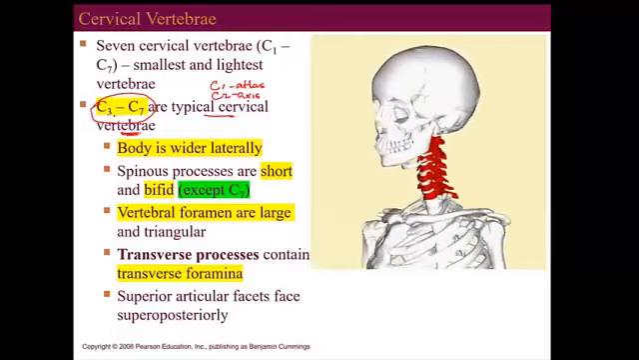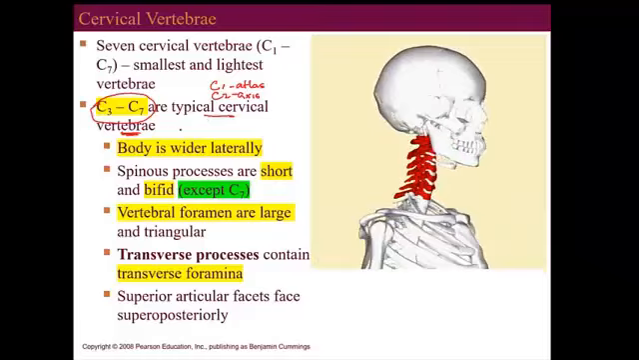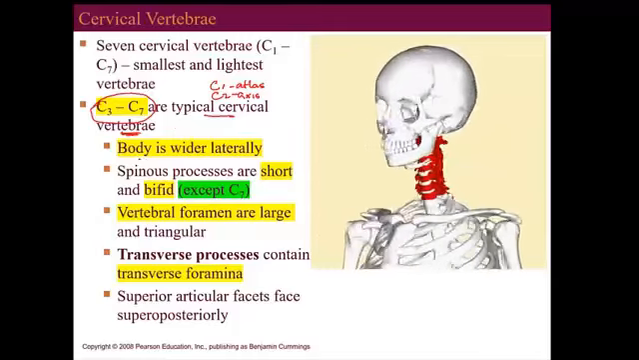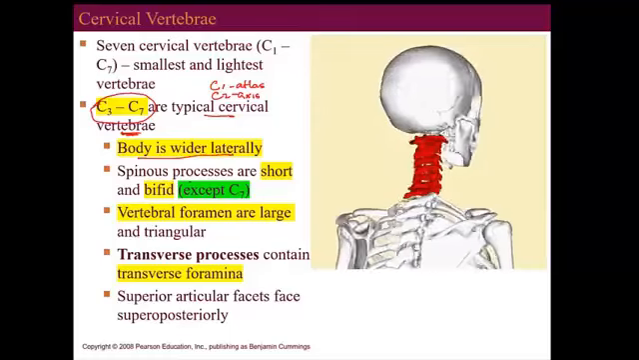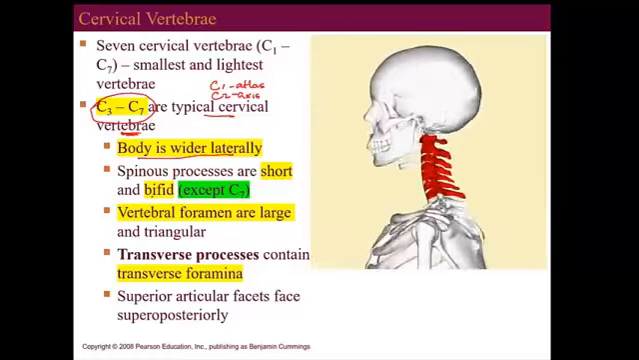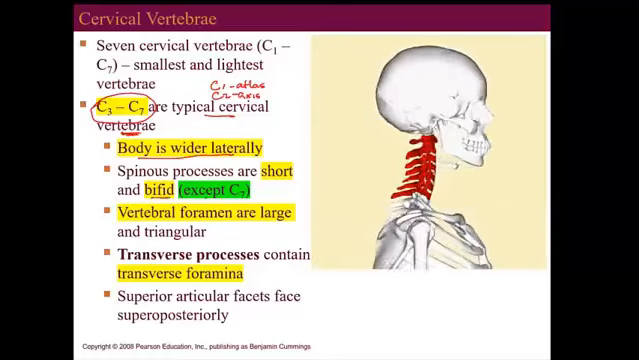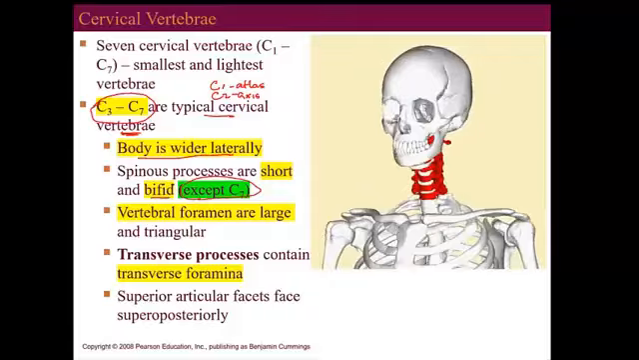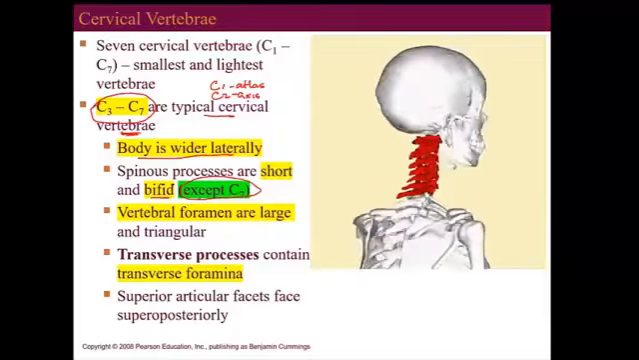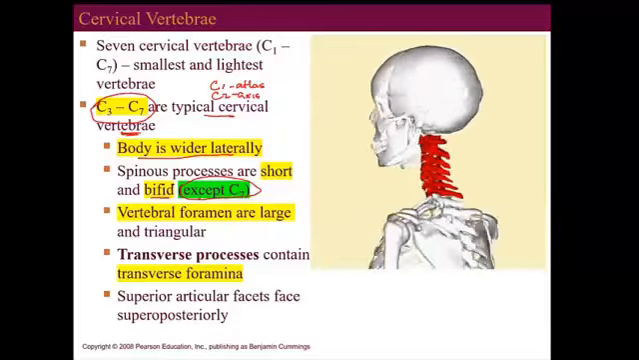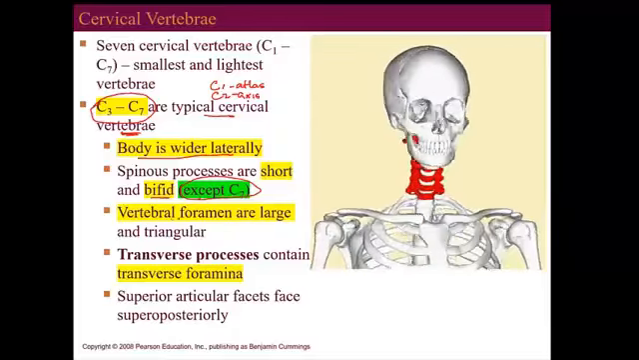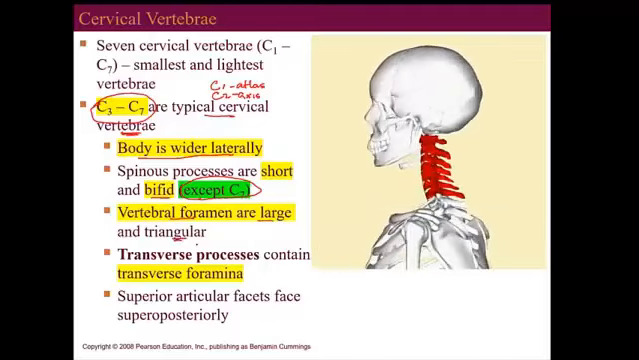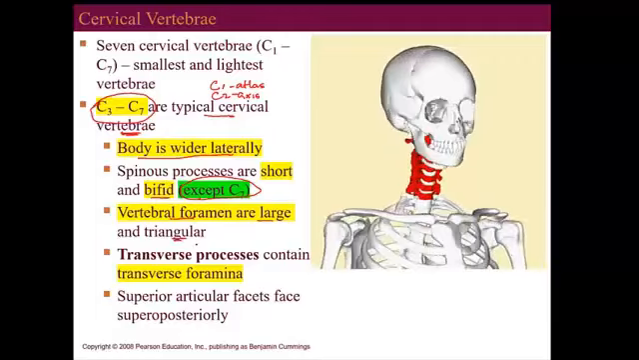And then C3 to 7 are typical cervical vertebrae, and we'll describe them as the body is wider laterally, and the spinous processes are short and bifid, except for C7. Bifid means it looks like the tongue of a snake. We'll see that later on, how it looks on the spinous process. And the vertebral foramen at this point is large and triangular. And that's how you differentiate from the other vertebrae.